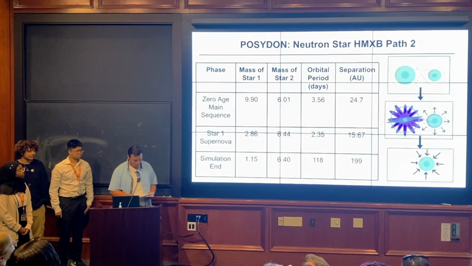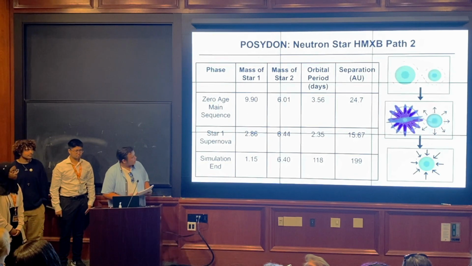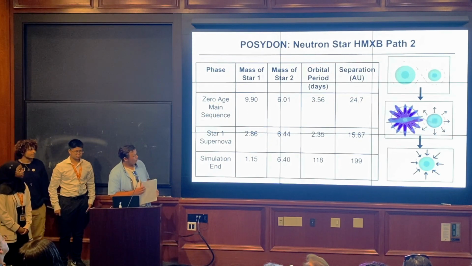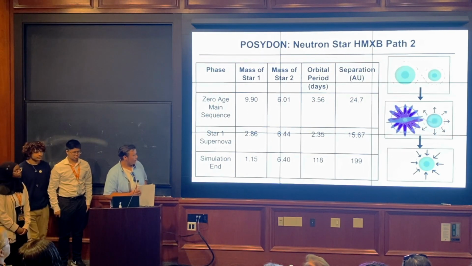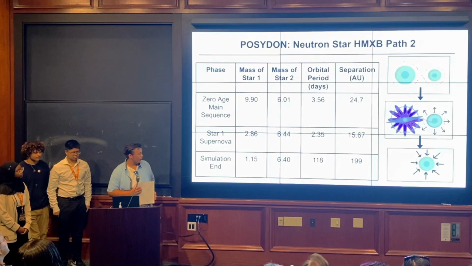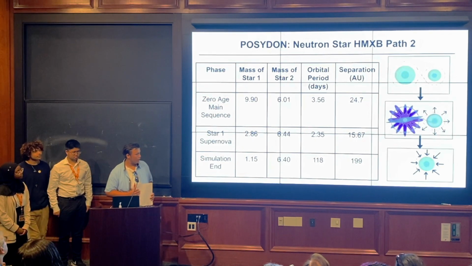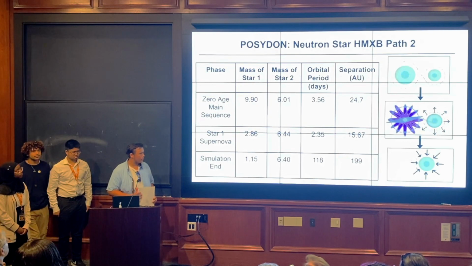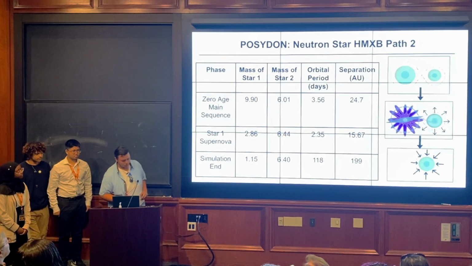And then path 2, this ZAMS leads us to star 1 also supernovaing once again, and also coming to the end of the simulation, but this time with a high mass companion star that's decreasing at the end.